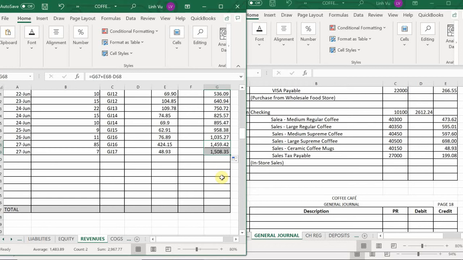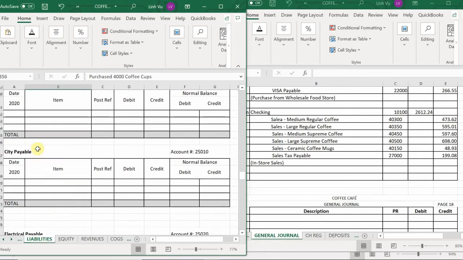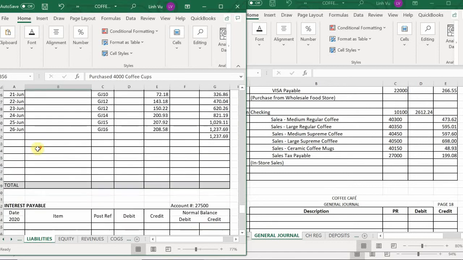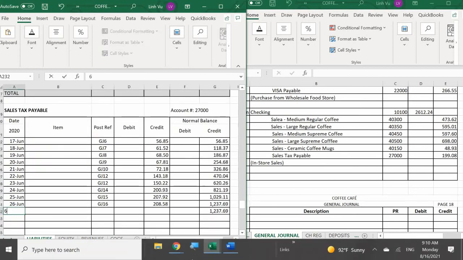So that's the general ledger. And then we've got one more account. Oh, did I miss sales tax? Yes. Sales tax payable. So liabilities. General Journal 17. Our credit amount is $199.08. That's going to bring our total to $1436.77. Excellent. Good.